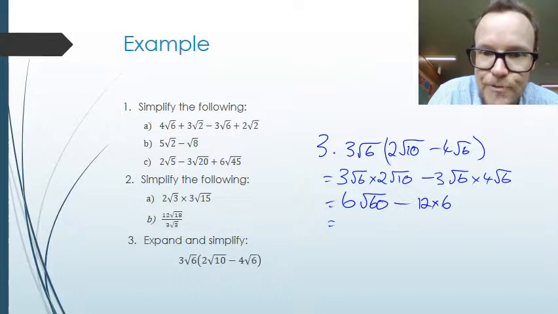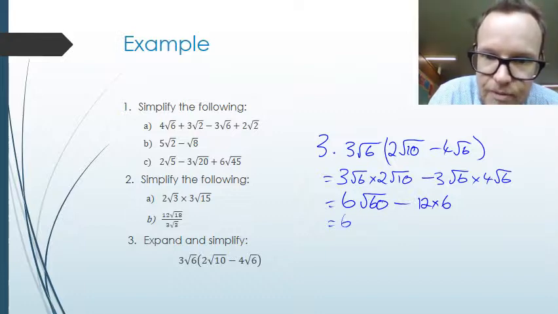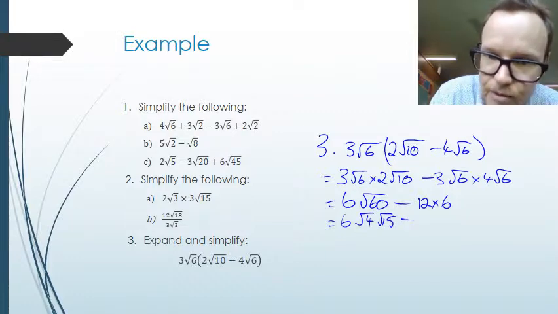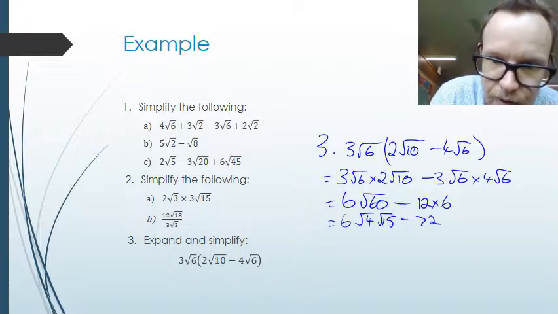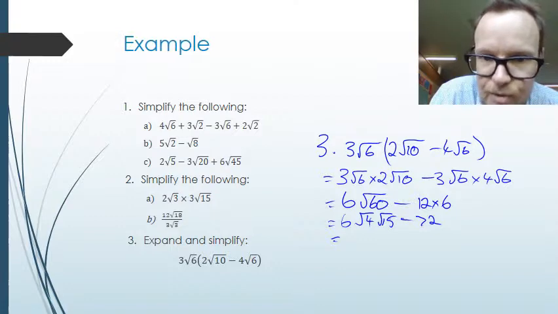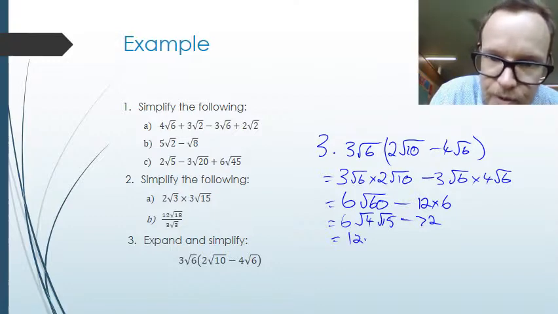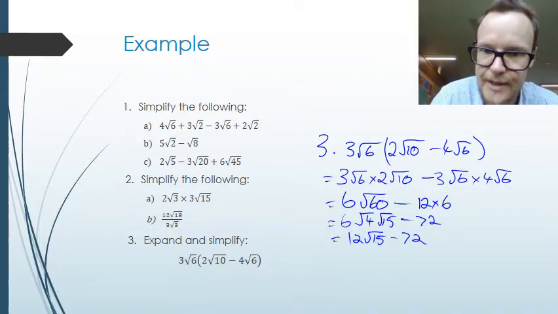Oh, we can certainly do 4. Look at that, we can do 4. So 6, root 4, root 15. There we go, 4 times 15, minus 12 times 6 is 72. So we get 6 times square root of 4, which is 12, root 15, minus 72. And that's that one simplified.